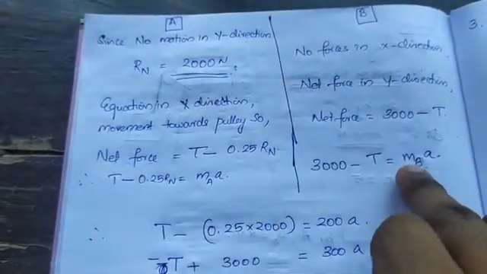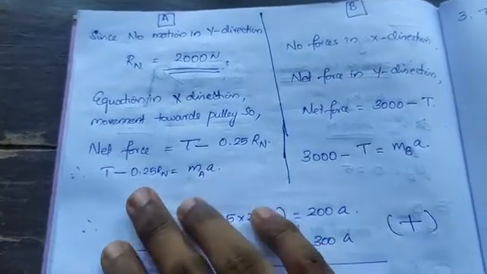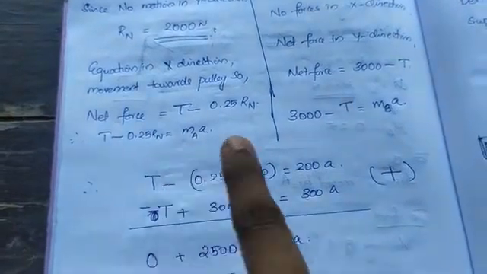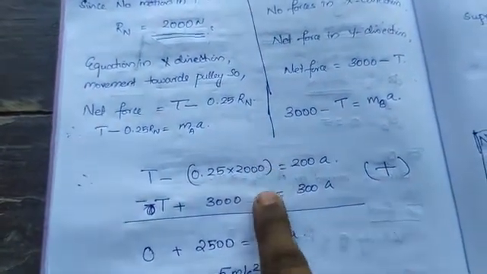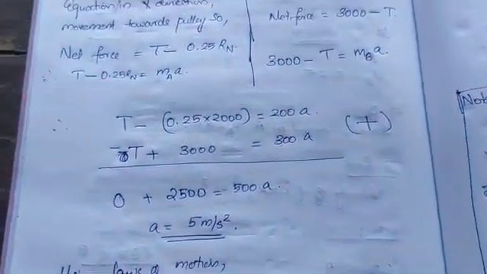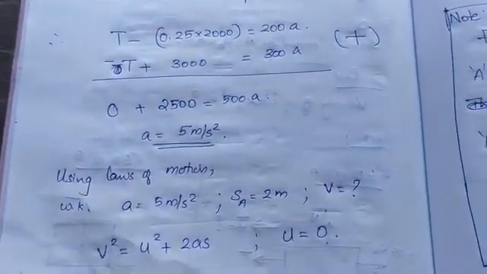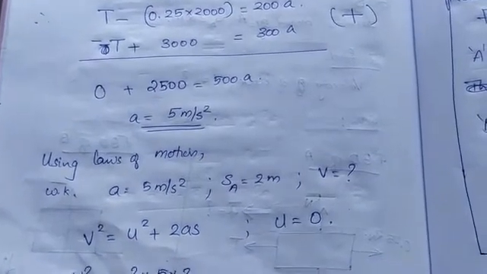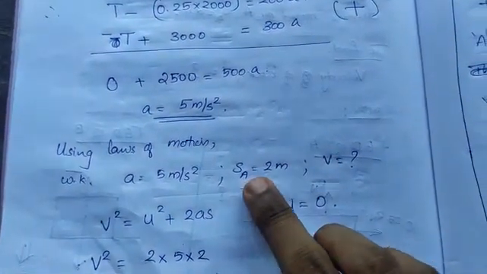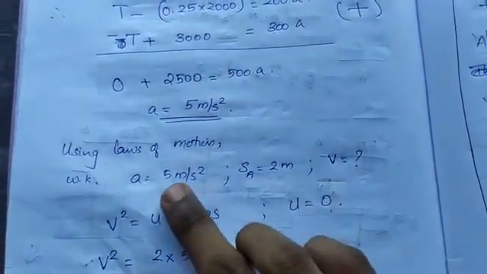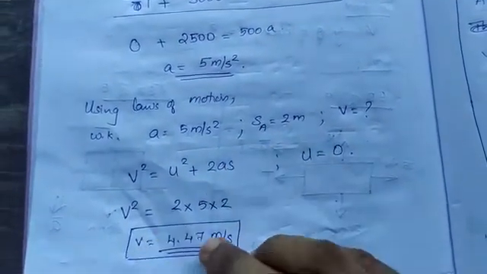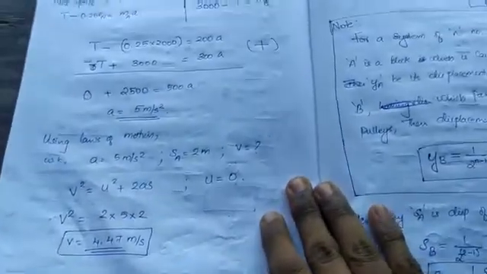You know ma and mb. Only thing you need to know is tension and acceleration. You have two unknowns here and two equations, right? If you equate this, you will get acceleration equal to 5 meter per second square. Similarly you can also find out the tension. Now using laws of motion, you know acceleration, and the distance in which A is moving is 2 meter. We have to find out V. We have the equation V square is equal to U square plus 2AS. V is equal to 4.47 meter per second.